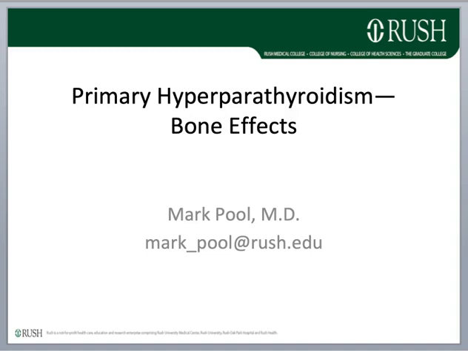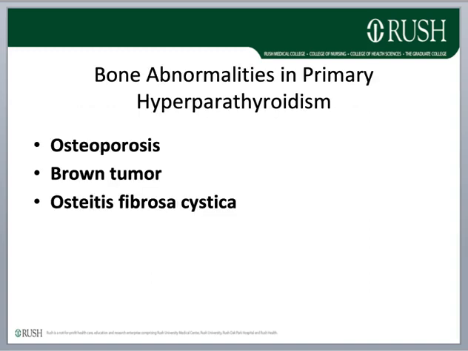So don't be concerned if you don't feel like you're learning everything there is to know about the parathyroid gland, which itself is a riveting topic. The bone abnormalities that we see in primary hyperparathyroidism are osteoporosis, brown tumor, and a condition called osteitis fibrosa cystica. Say that 3 times fast.